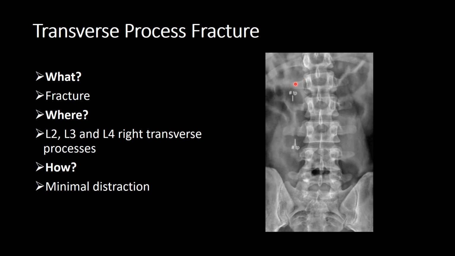Okay, so L1 transverse process looks good. L2, very difficult to appreciate, but there is actually a fracture of the tip of the transverse process of L2. We can quite clearly see the fracture through the mid portion of L3 with some diastasis. L4 transverse process is just a tiny lucent line, so it's only really L3 that's been slightly distracted. So what is it? It's a fracture of the L2, L3, L4 right transverse processes, with minimal distraction.